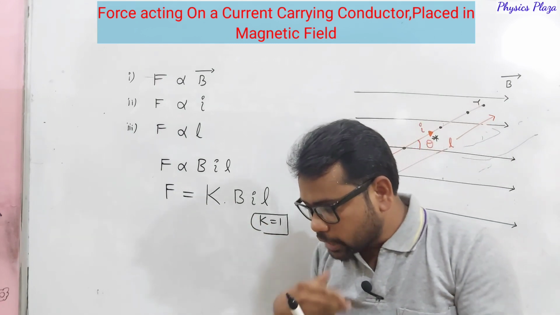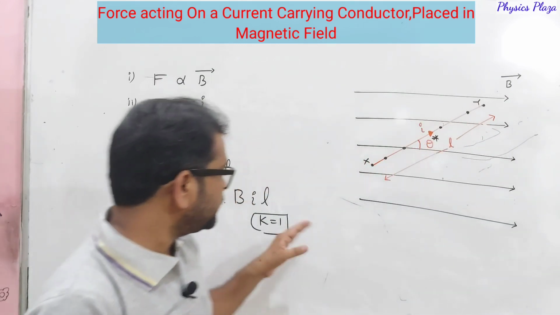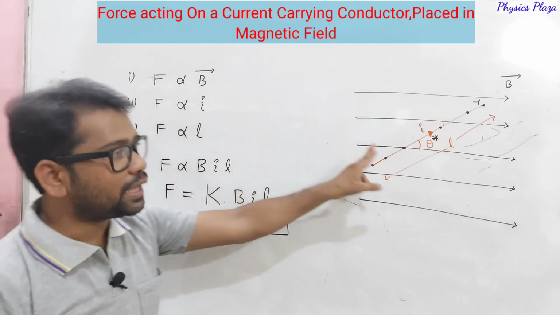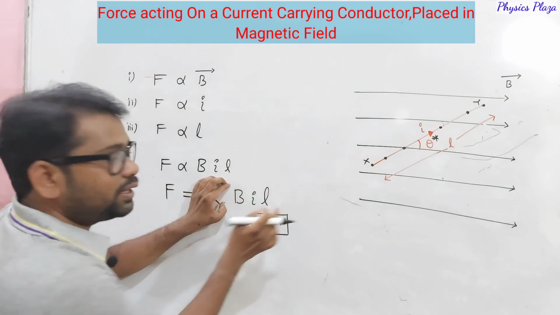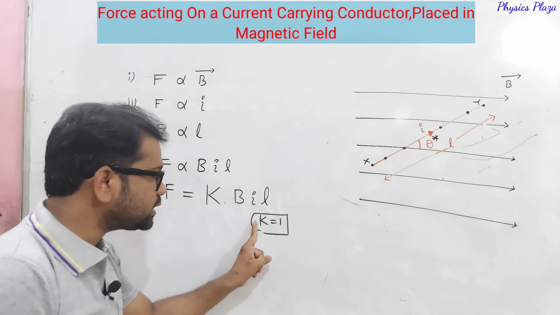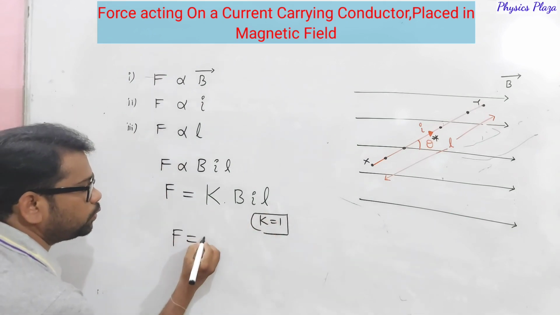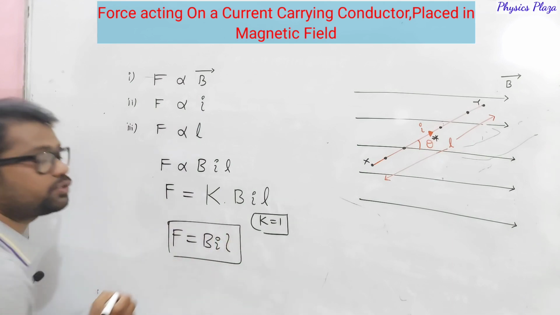And we will do the experiments, we will repeat the concepts. Especially in this case, we came to know that the force acting on this current carrying conductor does not depend on any other factor other than these 3. So its value we will take as K equal to 1. So finally, here we will get F is equal to BIL. This is a magnitude, children.